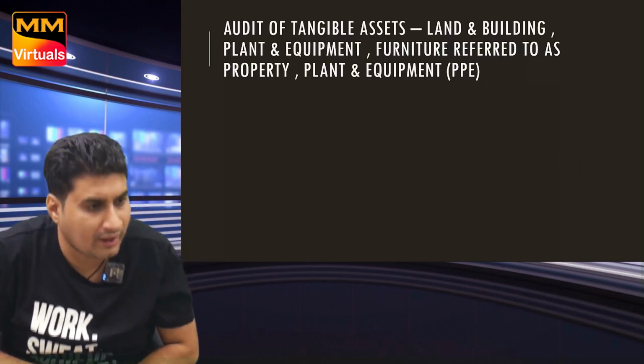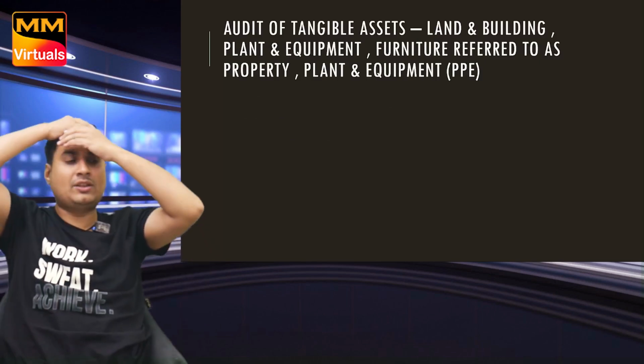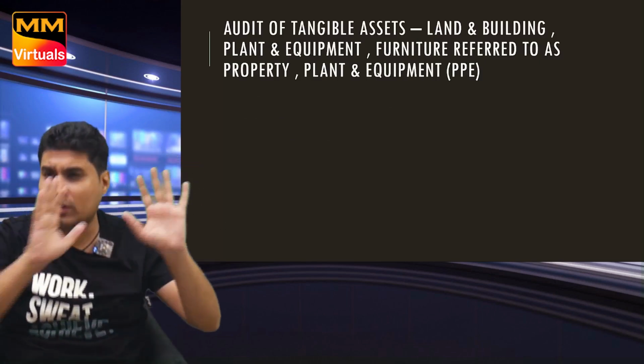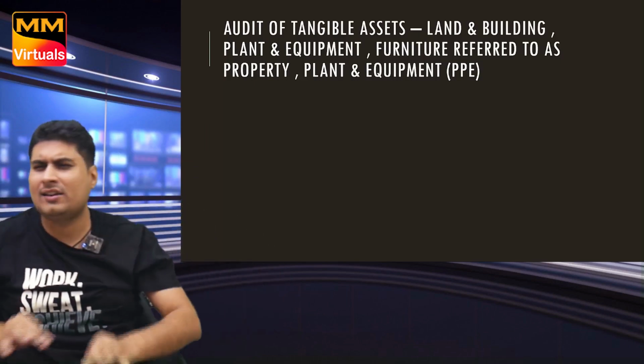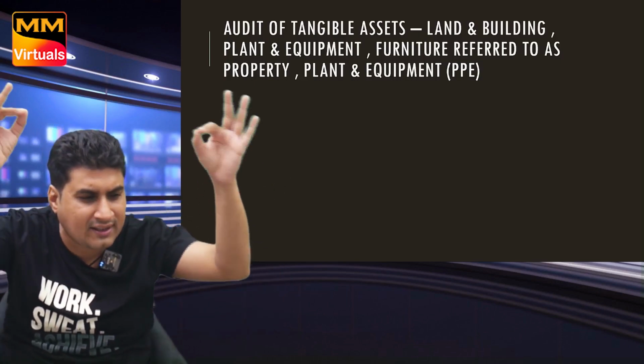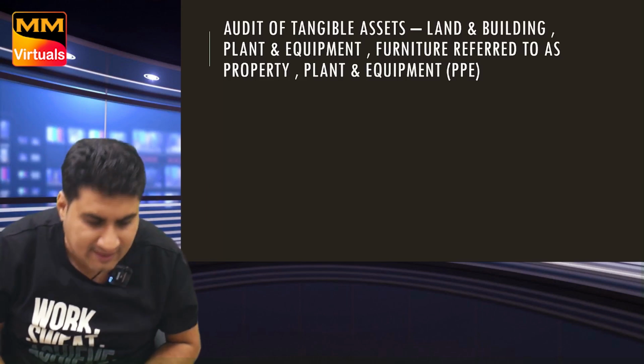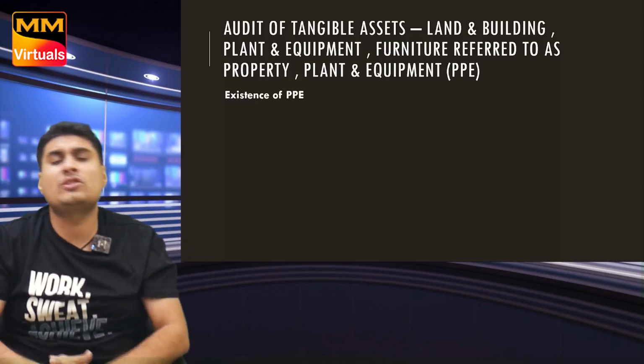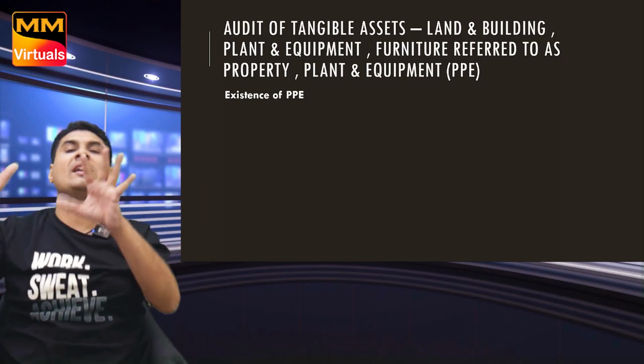Start. 1, 2, 3. Let's rock. Audit of tangible assets. First we'll take assets, then we'll finish liability, but all super duper easy. Asset: PPE, plant property equipment. How to check existence of PPE? You tell me. Whether plant property equipment exists.